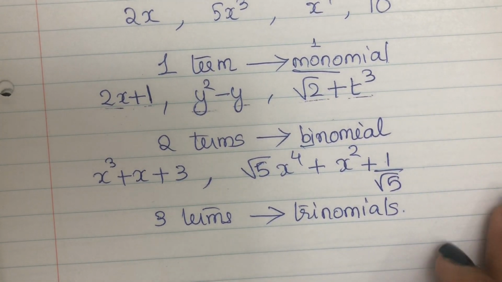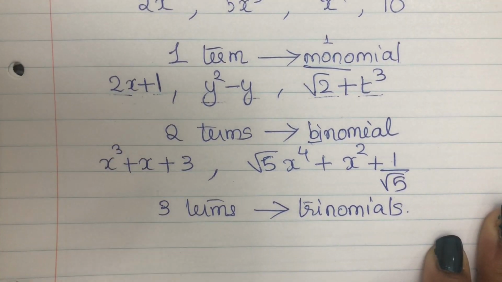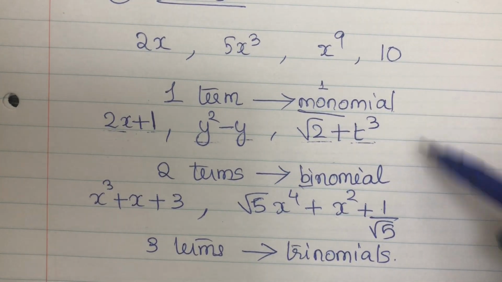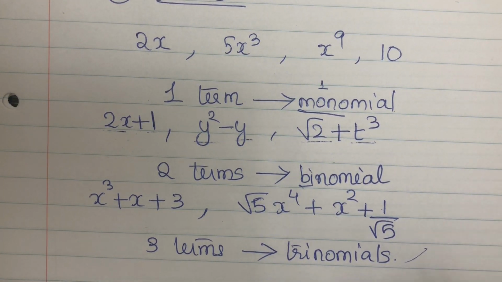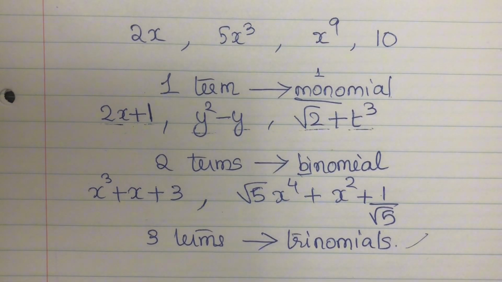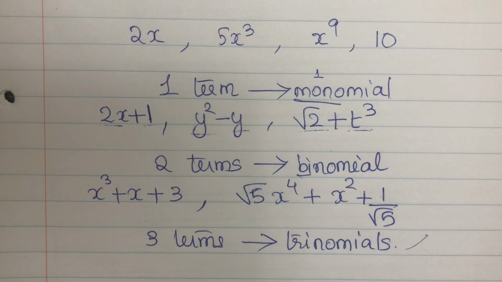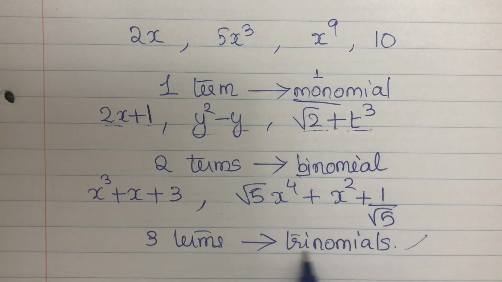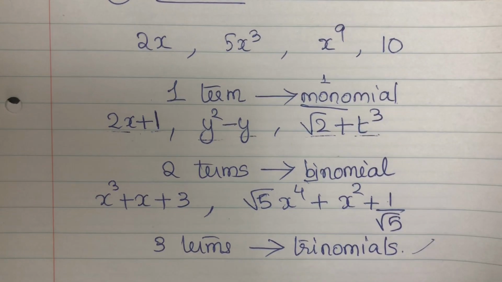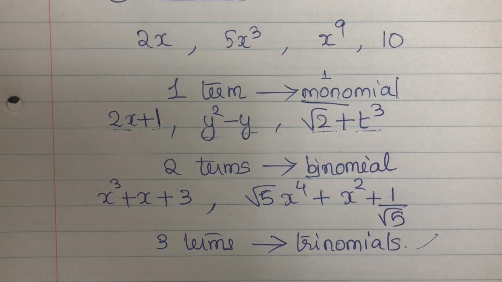So based on the terms, polynomials are divided into monomial, binomial and trinomial. You'll get a question where they will ask you to point out or choose which is a binomial or which is a trinomial among these choices. So you can easily find it. Monomial is having one term, binomial is having two terms and trinomial is having 3 terms. So on the basis of terms, it is classified into monomial, binomial and trinomial.